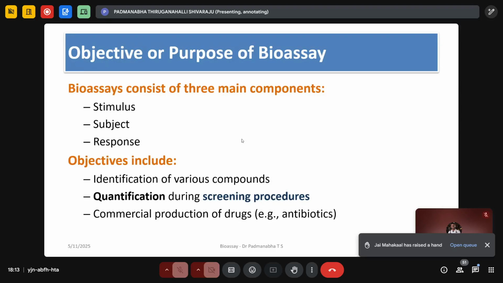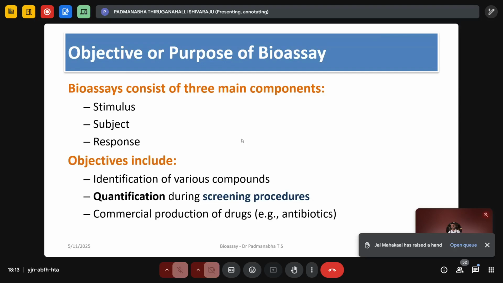So usually we are screening how effective the drug is, at what dose or what potency it is producing the effect, whether it has got low potency, whether it has got high potency, or what are the toxic limitations, etc., can be studied with respect to the bioassay in comparison with the standard molecule.